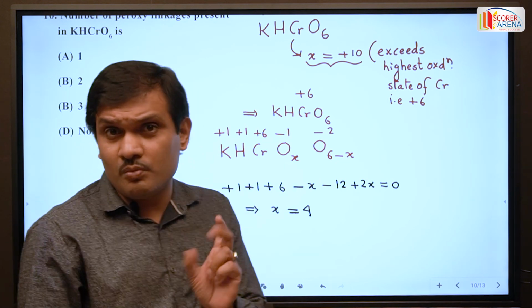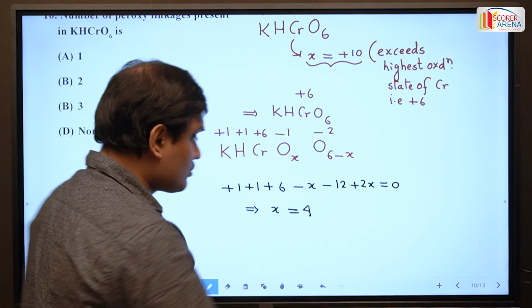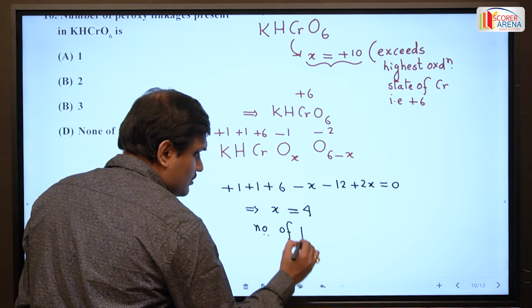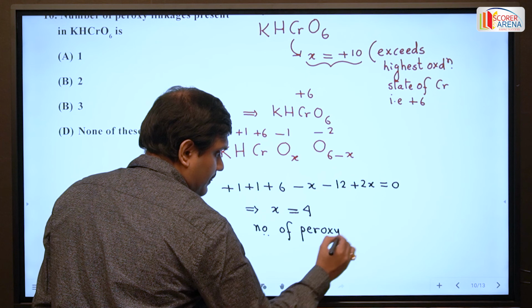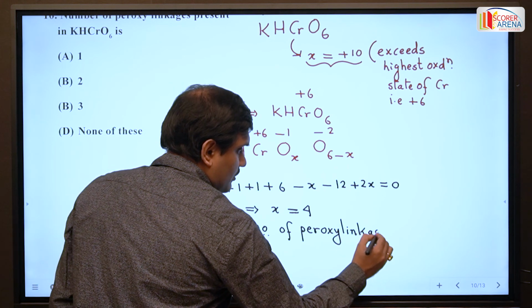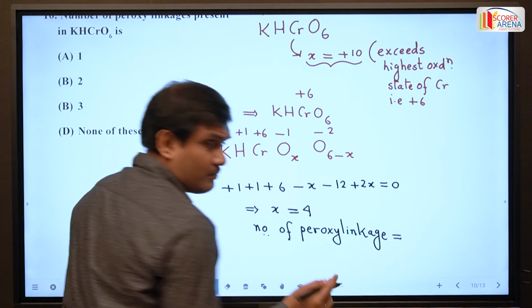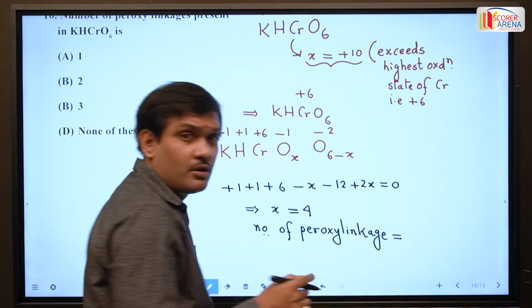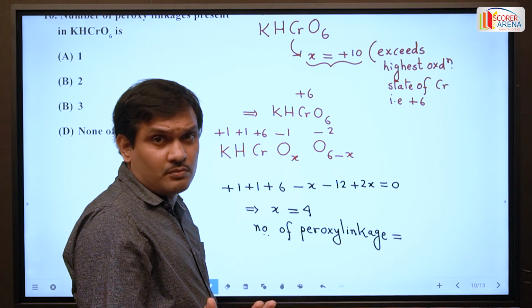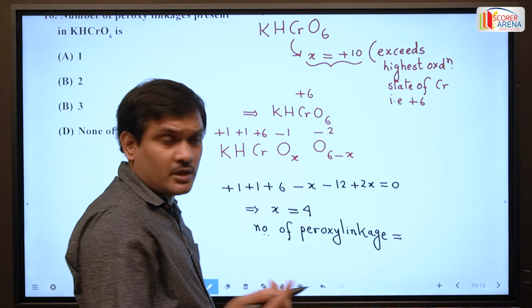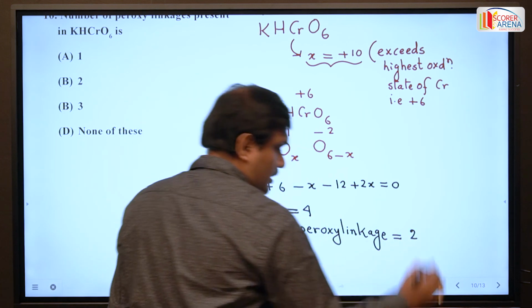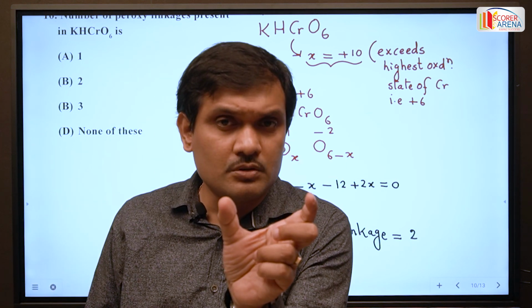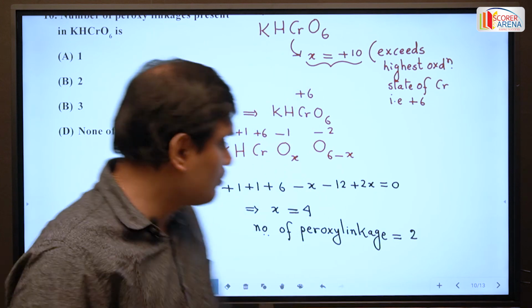So how many peroxy linkages are present? For each peroxy linkage, we need 2 oxygen. Taking 4 oxygen atoms in the form of peroxide, we can produce 2 peroxy linkages. Taking 2 oxygen, we can produce 1 peroxy linkage. So 4 oxygen atoms will produce 2 peroxy linkages.